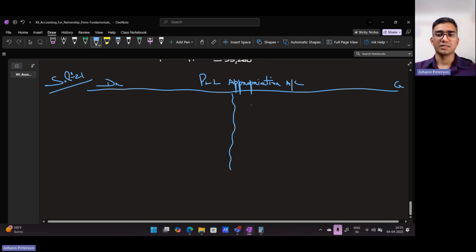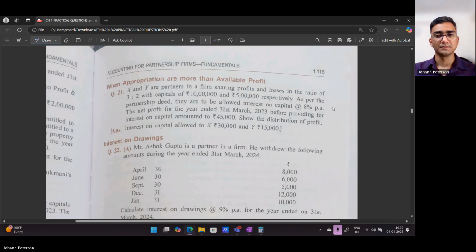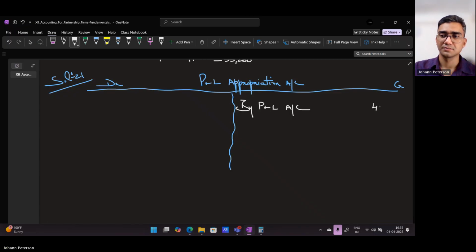So we have been told our profit. On the credit side, I'm just writing it. It is by P&L account. Amount given is 45,000.